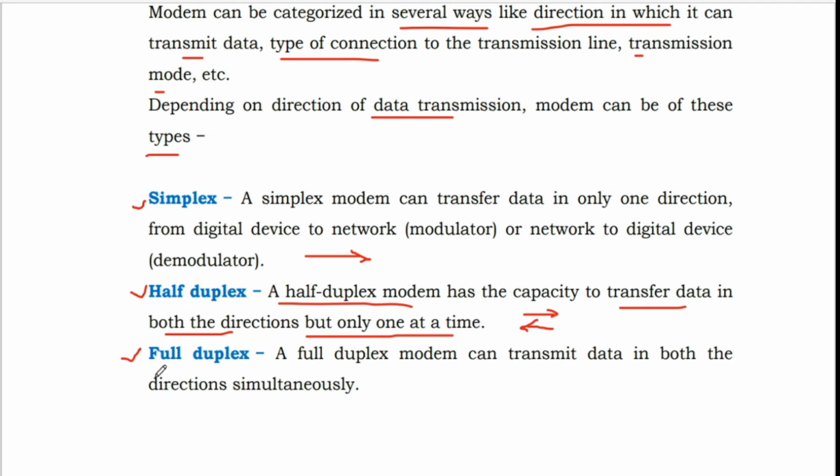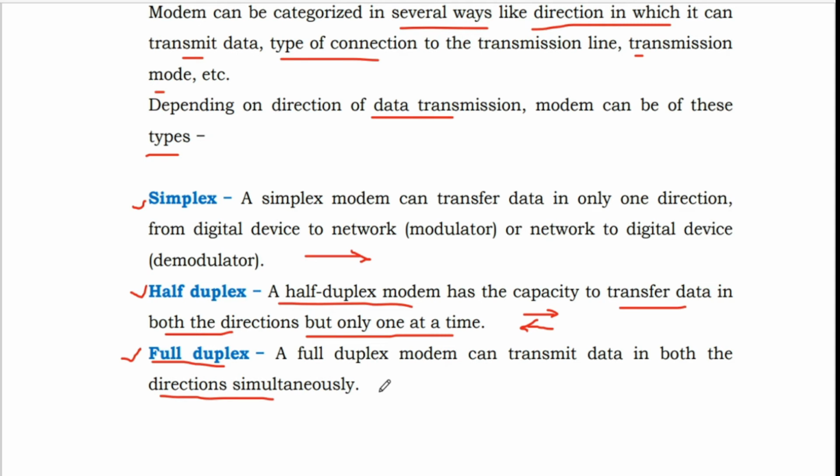The third type of communication through a modem is full duplex. So what is full duplex? A full duplex modem can transmit data in both directions simultaneously. For example, your mobile phone or your telephone.